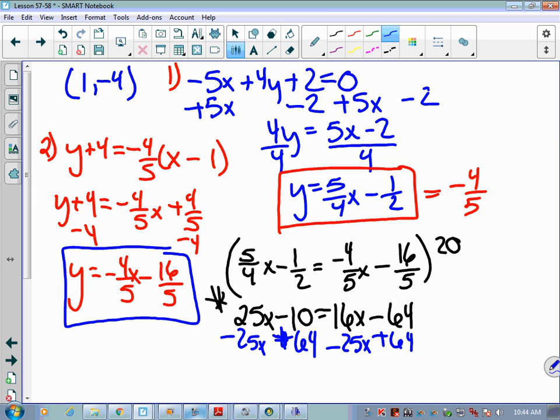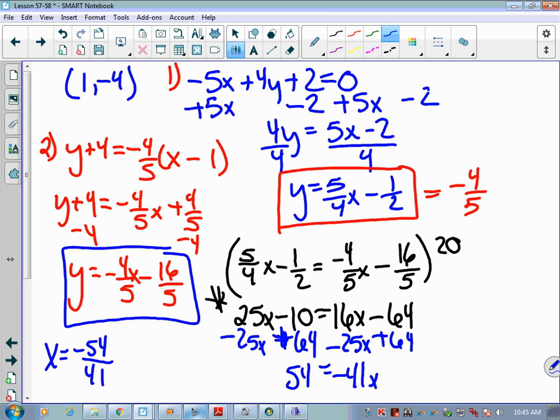Either way, I'm going to end up with some negative stuff. So I've got negative 10 plus 64, which should be 54. And I've got negative 16x minus 25x, so negative 16 minus 25, negative 41x. So x should be, I'm going to end up taking 54, dividing it by negative 41. And really, that's just it. My x coordinate is negative 54 over 41.